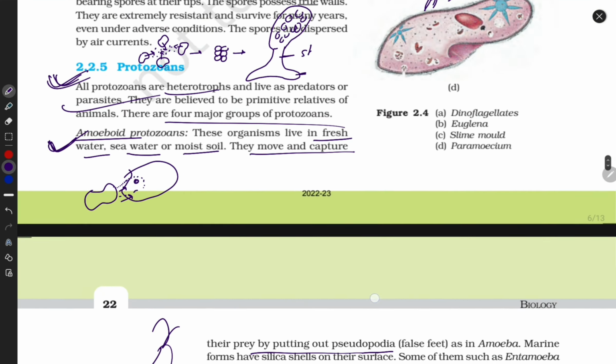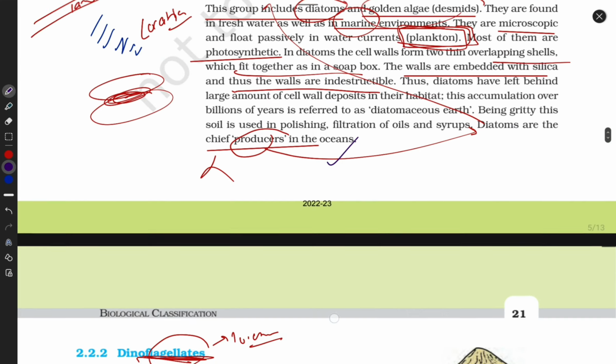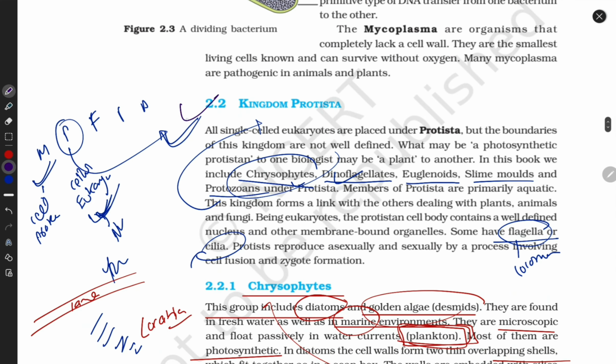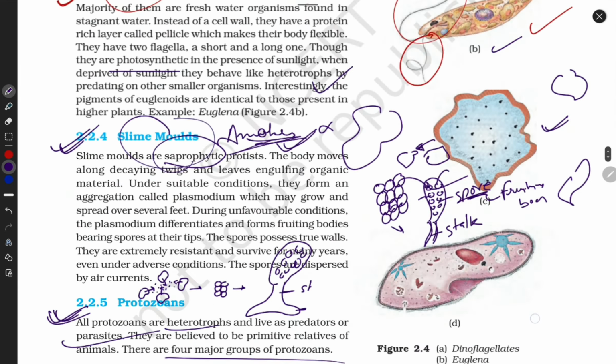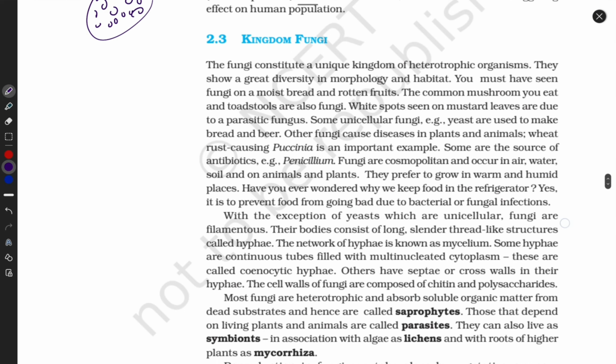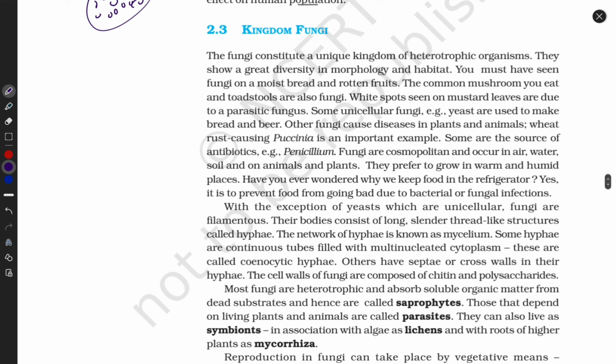Okay, so this is the kingdom of Protista. I think I cleared everything. I explained all things of Protista. Now another kingdom is what? Fungi, guys. But we will talk about it in the next video.